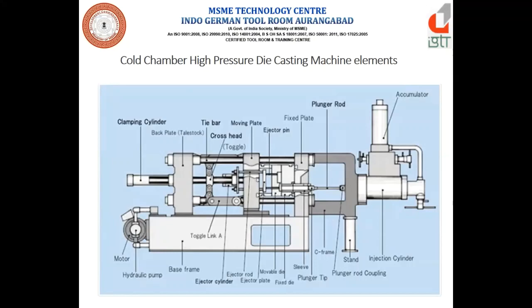Injection components. The cold chamber components include the shot cylinder, plunger rod, and tip coupling with the cold chamber. The shot cylinder rod extends from the shot cylinder and is connected to the plunger rod with a coupling.